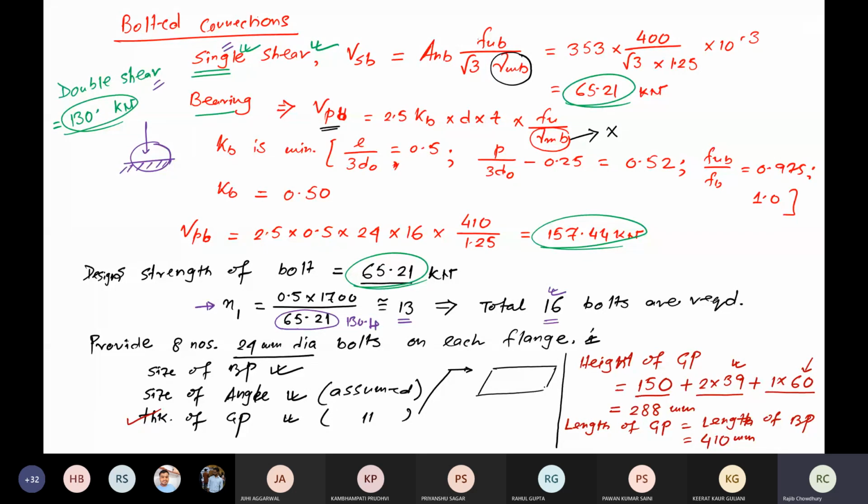So tomorrow we'll be considering the moment. Then we'll be going towards, let me just have a look into that, then perhaps I'm planning to go with the lacing system of the column and then the battening system of the column. Okay. Yes, sir.